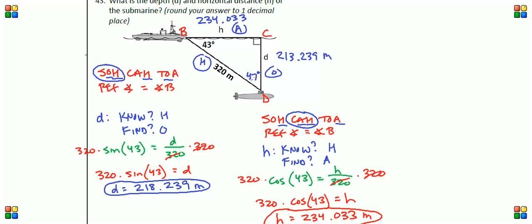And because 47 is greater than 43, the side opposite of angle D, which is H, should be greater than the side opposite to angle B, which is letter D, and it is. 234 is greater than 213, so by just doing a quick check of our triangle sides, all of those measurements make sense. So I'm pretty confident we have the correct answers.